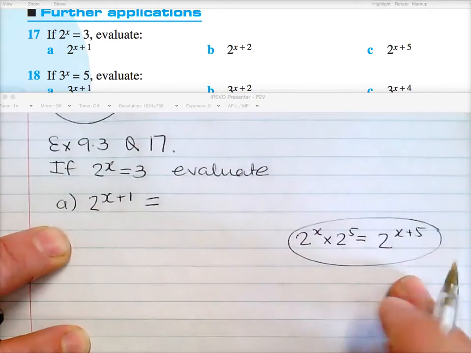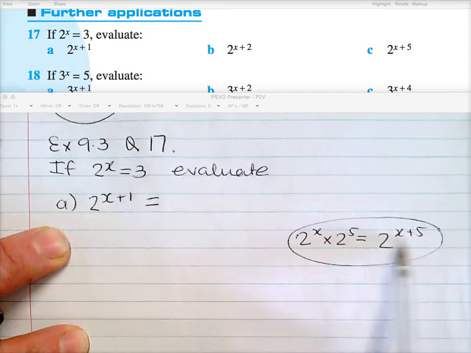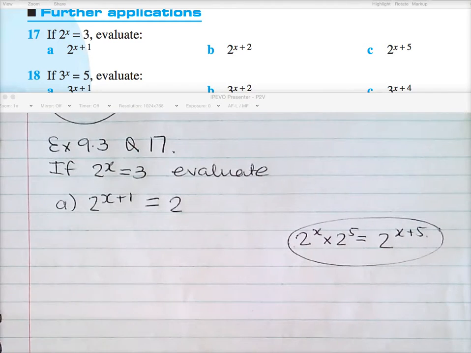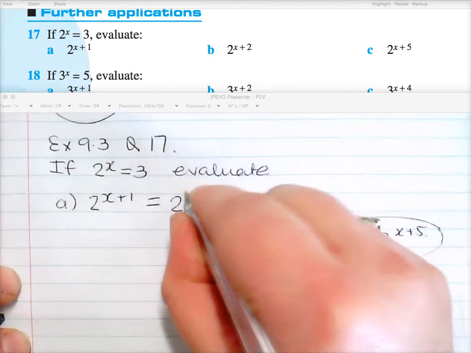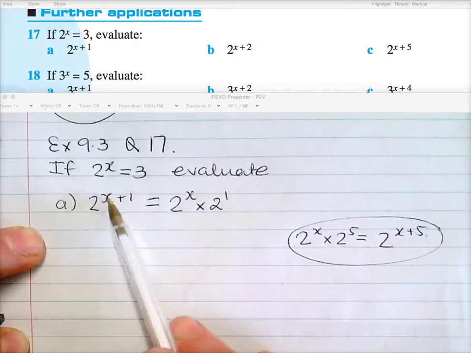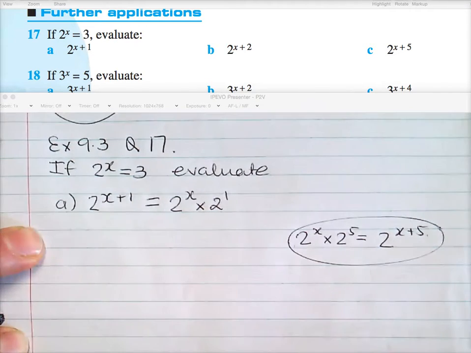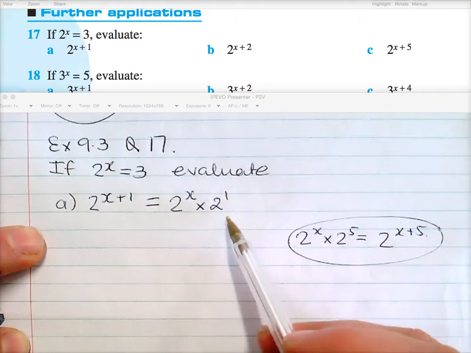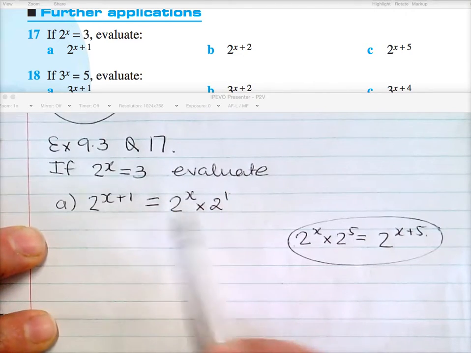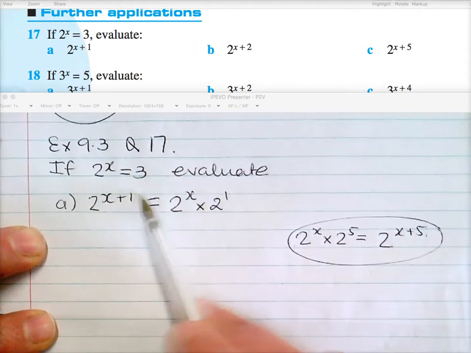All right, keeping that in mind, do the reverse here. How do you get 2 to the power of x plus 1? You must have had two bases of 2. One of the powers was x, and the other one must have been 1. So girls, where did that come from? Two indices have been added. The rule for adding is when you're multiplying indices with the same base, add the indices. So that must have come from 2 to the power of x times 2 to the power of 1. Do you see that? Bases are the same, add the indices.